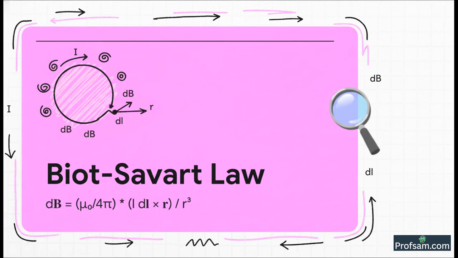Now, don't get scared by all the symbols. It's actually very simple. All this equation is telling us is that any tiny little piece of a wire carrying a current, which we call dl, creates its own tiny little magnetic field dB at some point in space. That's it. That mu0 thingy is just a constant, nothing to worry about.